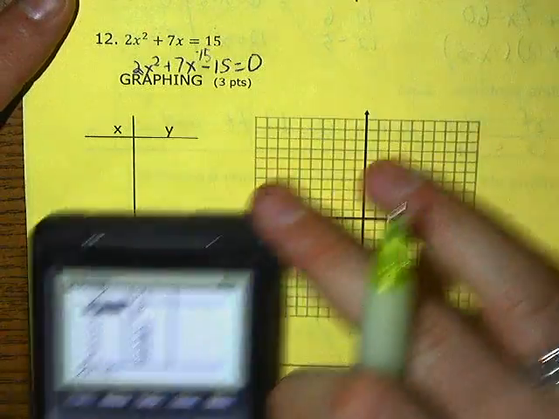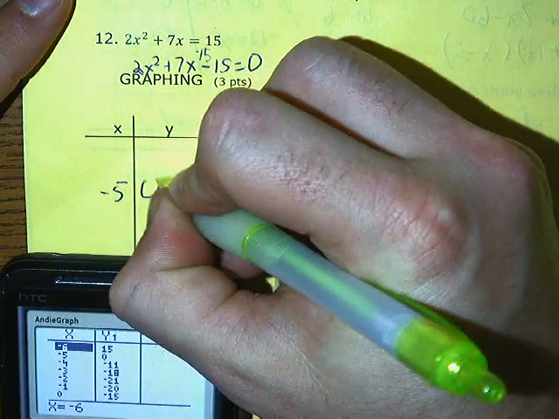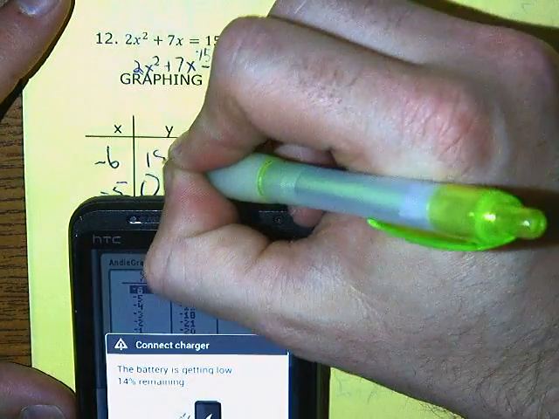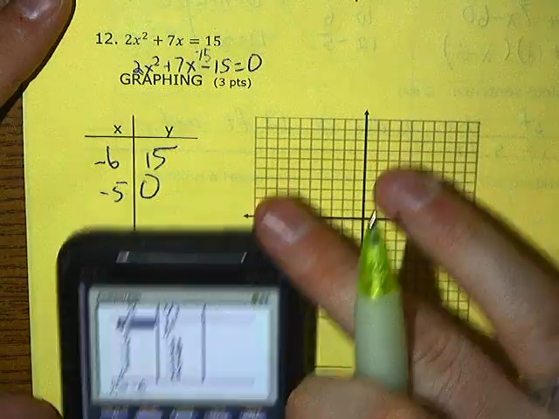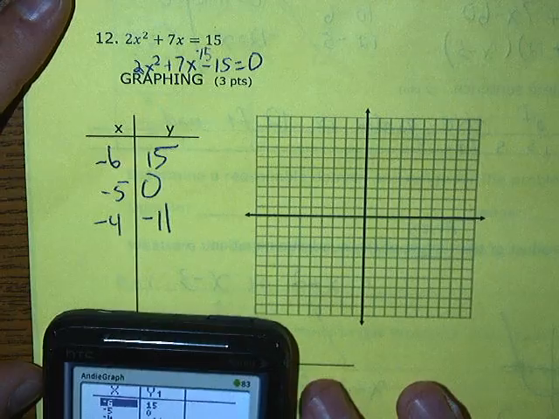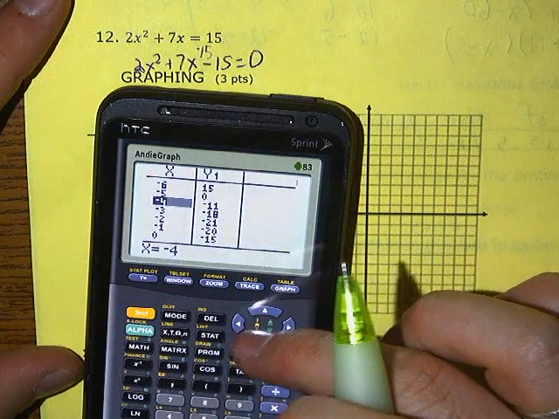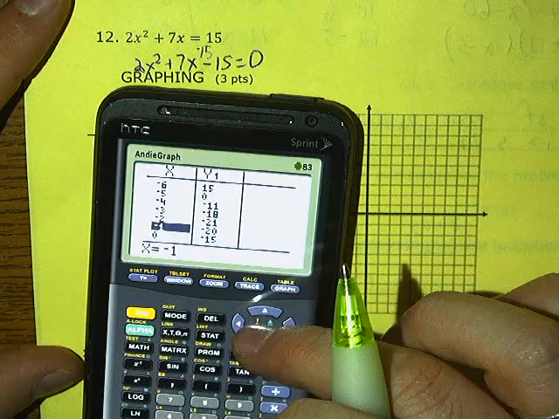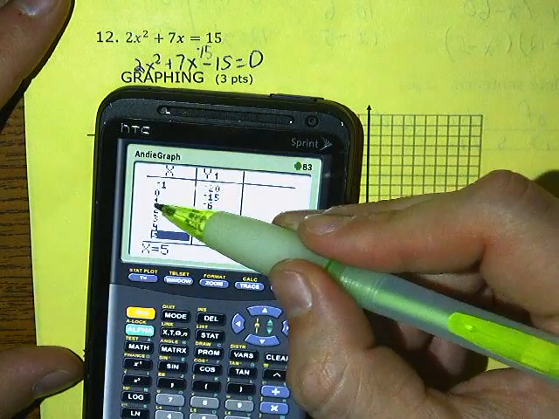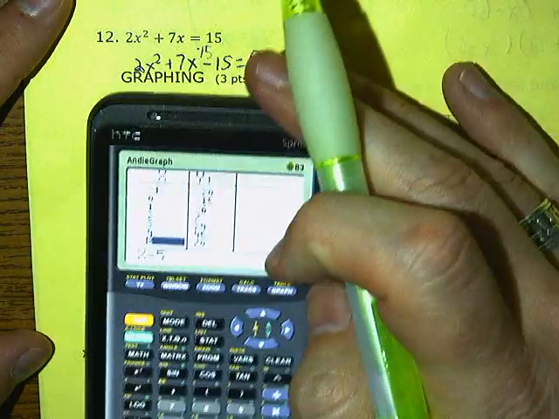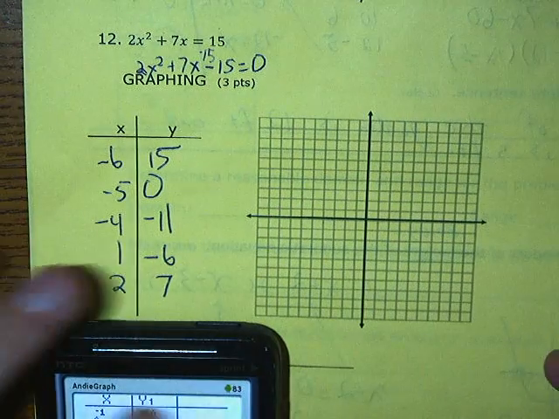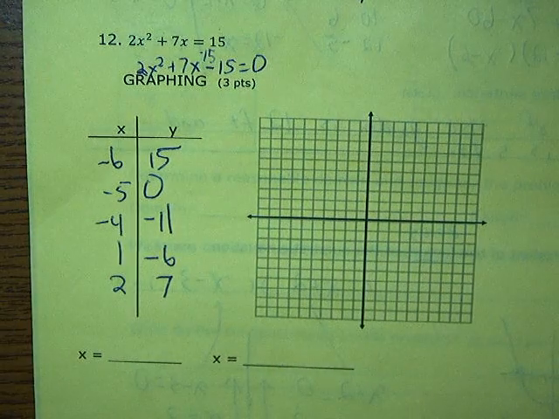Now, as far as what values to pick, I'm definitely going to pick the one that had the 0 on it, negative 5, 0. I'm also going to pick the two around it, negative 6, 15, and negative 4, negative 11. Now I also need the other ones. That other 0 happens over here at 1, negative 6, and 2, 7. Those are the 5 points that are the most interesting for this thing.